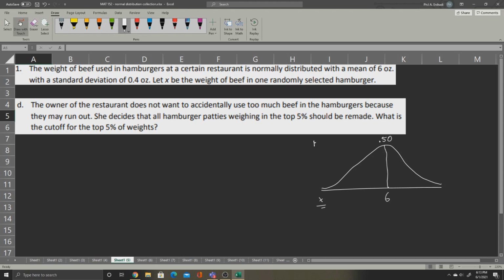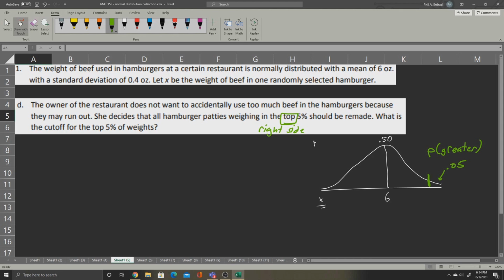Now, we want the top 5% to be remade. When we mention the top, we're going to look to the right side. So we'll have a small part of the graph, 5% of it, or 0.05, on this right side of the graph. We can refer to this as P greater. So we want the probability of being higher than this green mark on the graph to be 0.05.